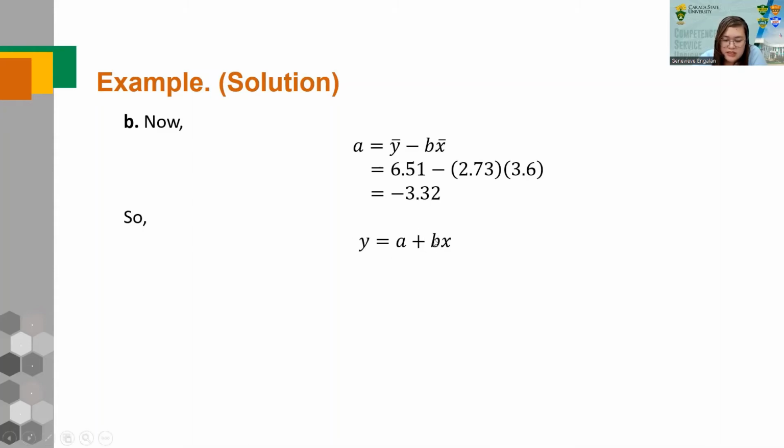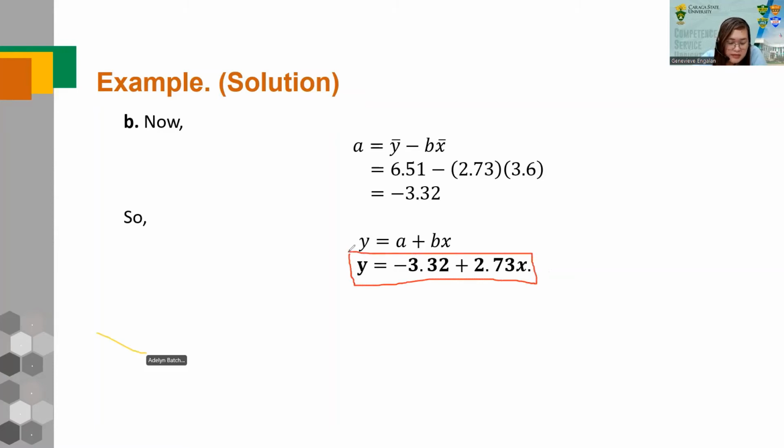So, atong isubstitute dira. So, ang atong equation sa line is Y is equal to negative 3.32 plus 2.73x. So, mao na siya ang answer sa letter B. Kung ipangita ka og least square line, again, kung least square line equation ra ang gipangita, mao na ang answer, dili number.